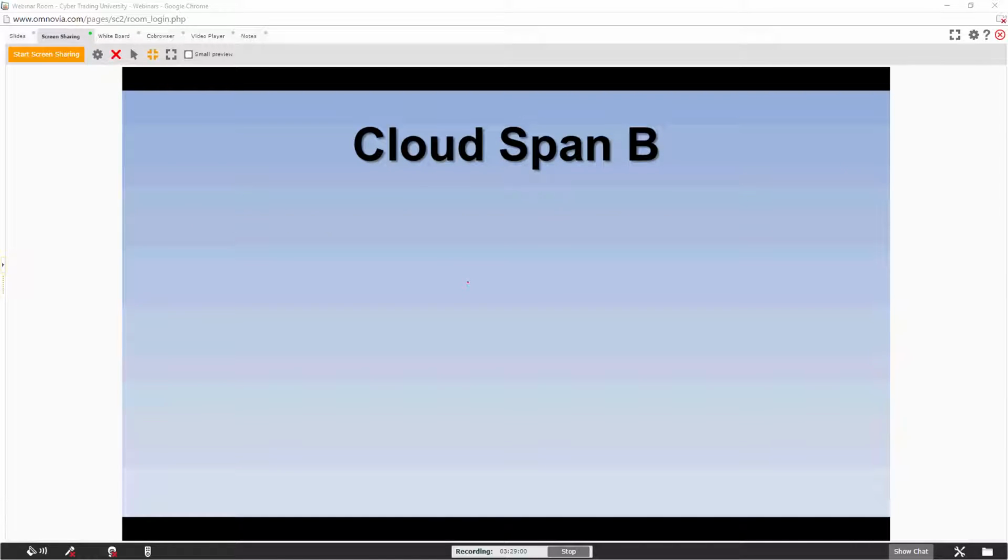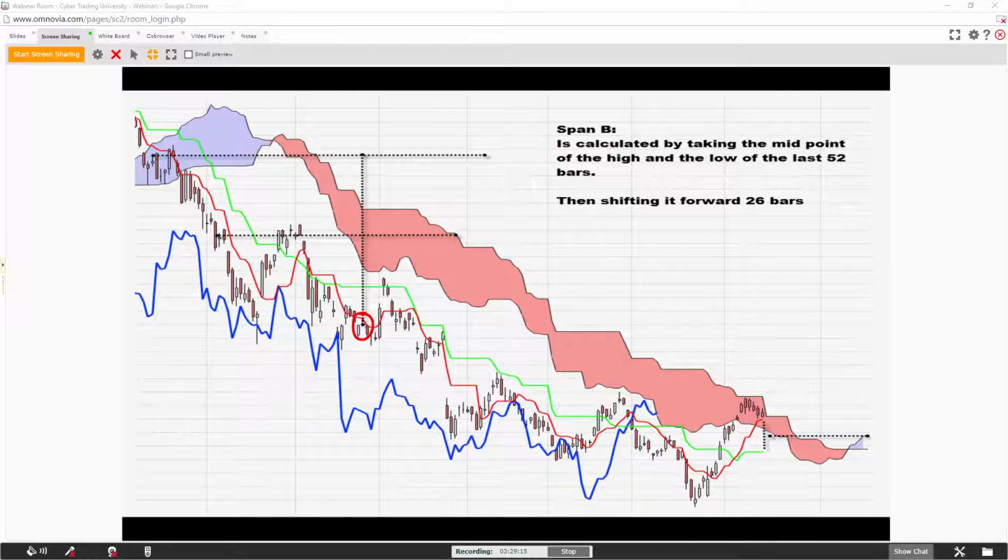Cloud span B is a little bit different. You're going to take the midpoint of the high and the low of the last 52 and shift it on the chart. So here's how that looks. You're going to take today's price action, go 52 bars back, 52 day bars, and then look at the midpoint and shift it in the future 26 bars. That's going to give you cloud span B.